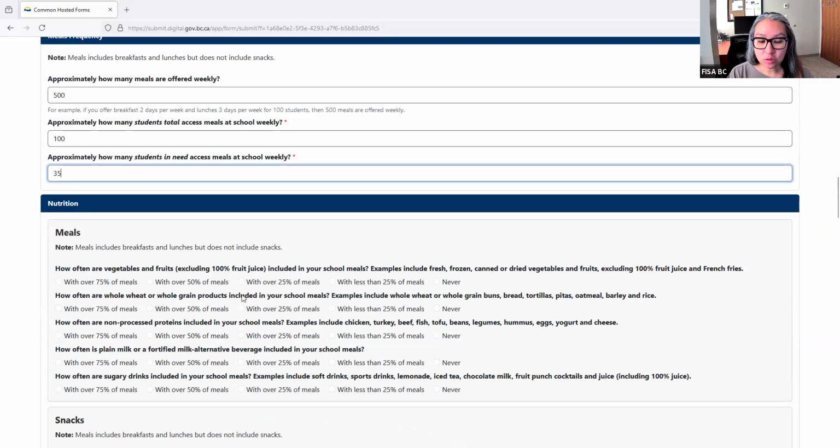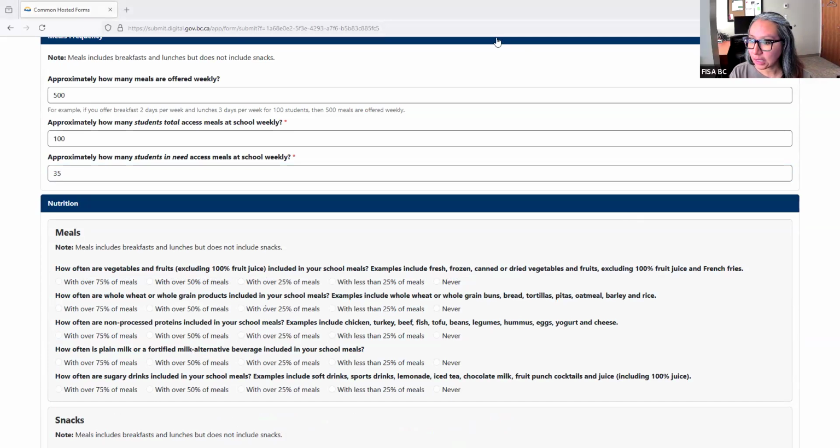Nutrition. I'm not going to read all of them because they are exactly the same. But just so you guys know, it says, for example, how often you offer vegetables and fruits. And then you will be reading here, for example, could be fresh, frozen, canned, or anything except fruit juice. I'm going to stop here.